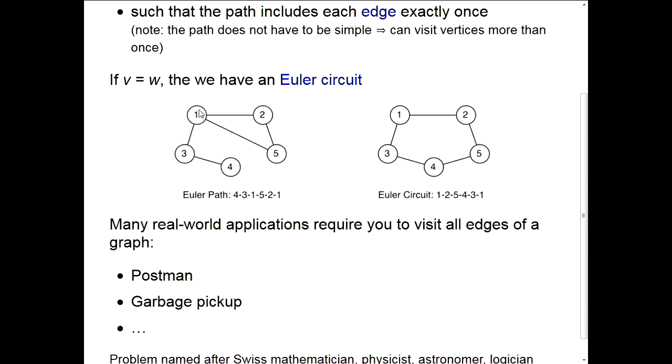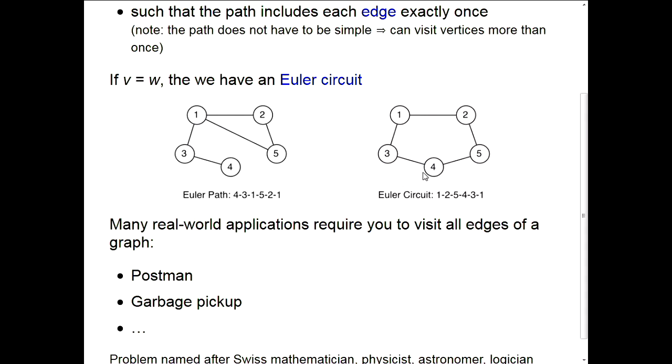If we look at this graph here, you want to visit every edge exactly once. Then this is possible. For instance, if you start at 4, 3, 1, well, you can go 5, 2, or you can go 1, 2, 5. This visits every edge once. You can also start at 1, 5, 2, back to 1, 3, 4. But what you can't do is start at 3, for example. Because then you can visit all these edges here, but you would have to visit this edge twice, and you're not allowed to do that. This obviously has an Euler circuit.